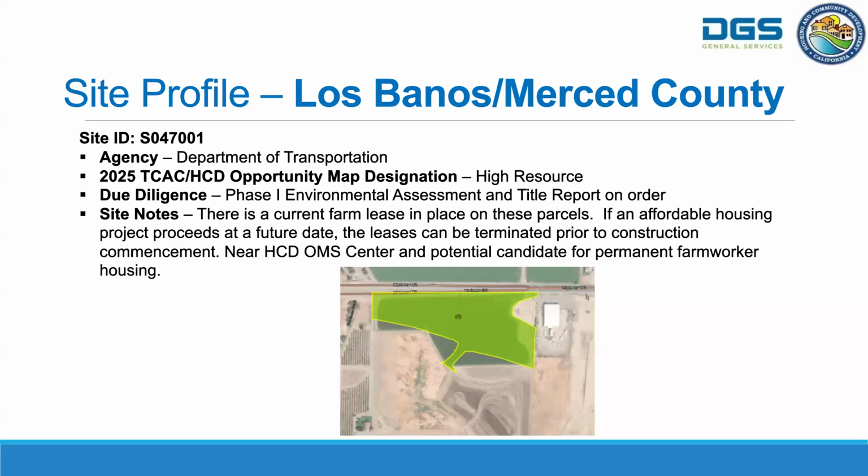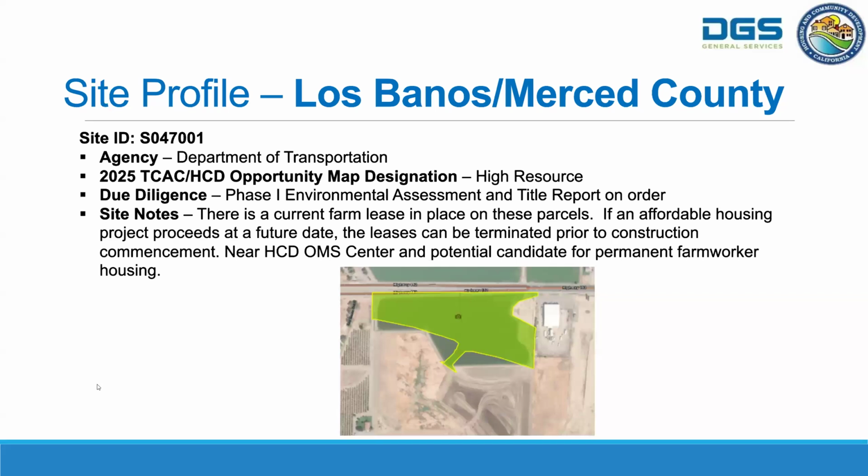Our most recent site added to the map is in Los Baños in Merced County. And we think it's a great site. It's high resource, owned by Caltrans, actually. And DGS is ordering some due diligence. Some notes about the site: there is a current farm lease in place on these parcels, but if an affordable housing project proceeds at a future date, the leases can easily be terminated prior to construction commencement.